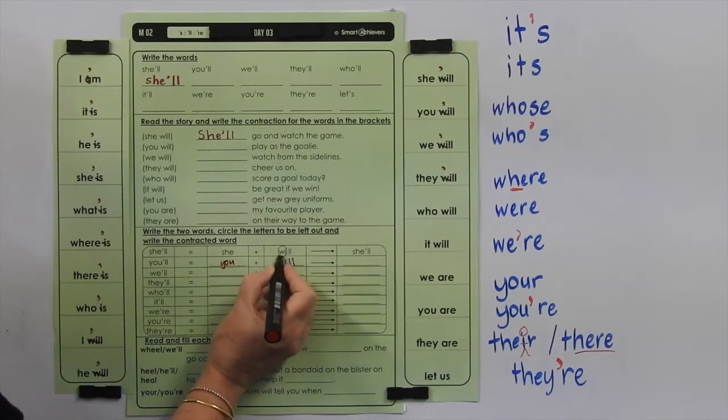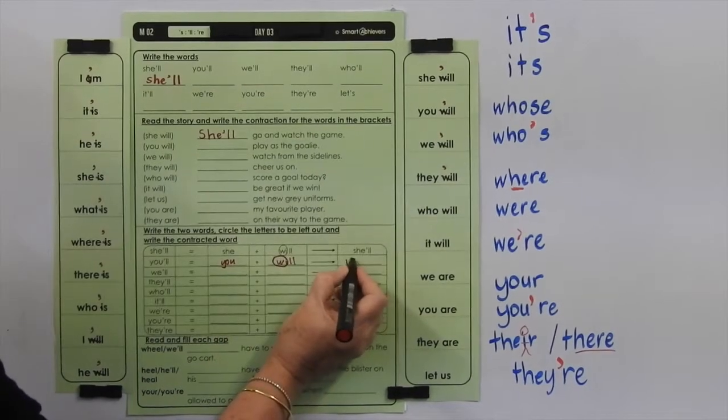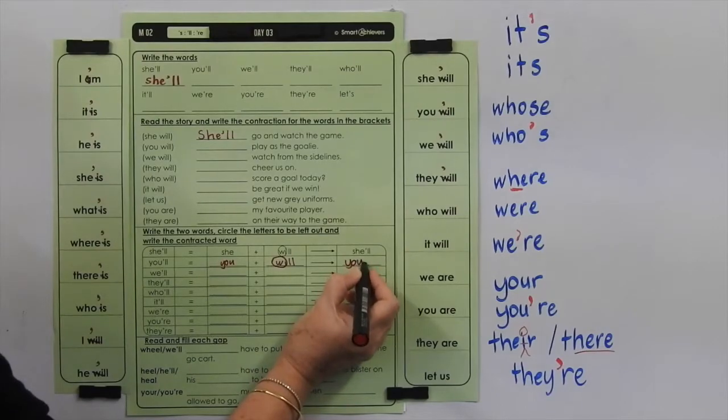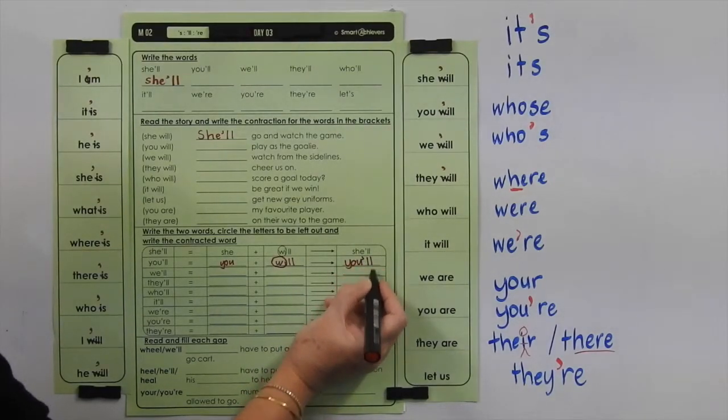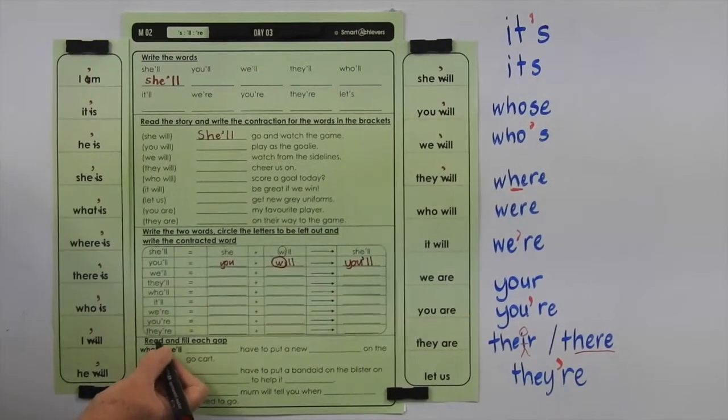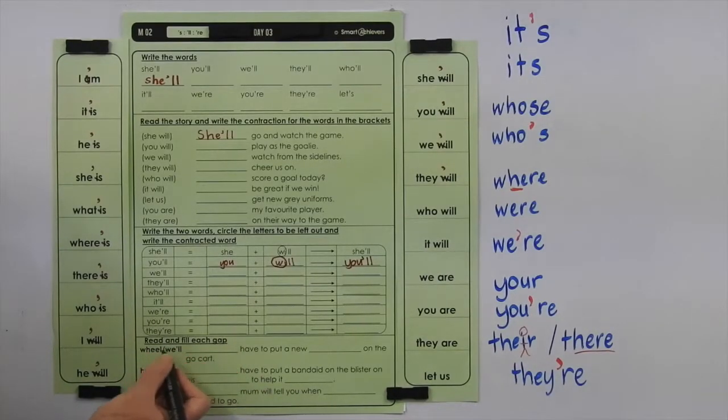We have to circle the letters that we're taking out and then write the word back in its contracted form with the apostrophe in, leaving out those letters. Now down the bottom we've got read and fill each gap. So this wheel means a wheel on a car, whereas this stands for we will.